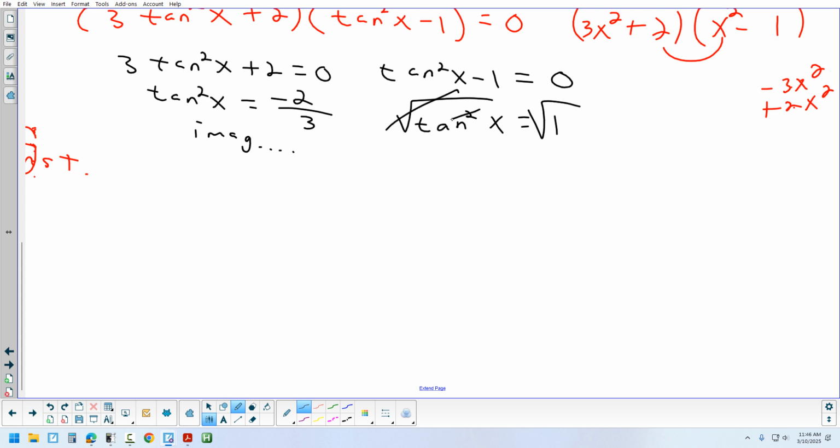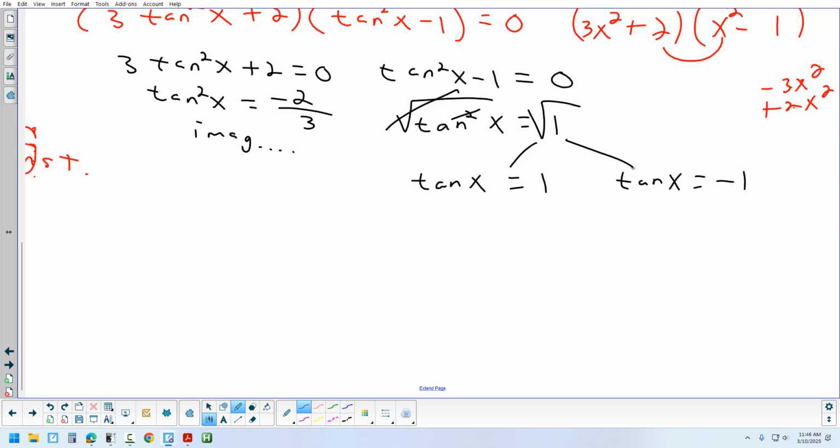And what do you get on the left? Tangent x. And what do you get on the right? Wait, what's the square root of 1? One. Plus or minus 1. That just split into two problems. Plus 1, minus 1. So even though we got rid of part of the problem, it just split again, because when you take a square root, you always get two answers.